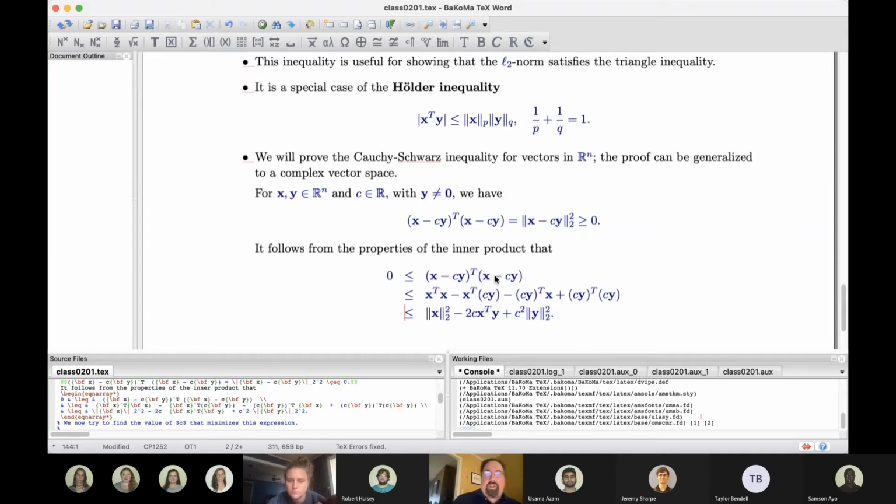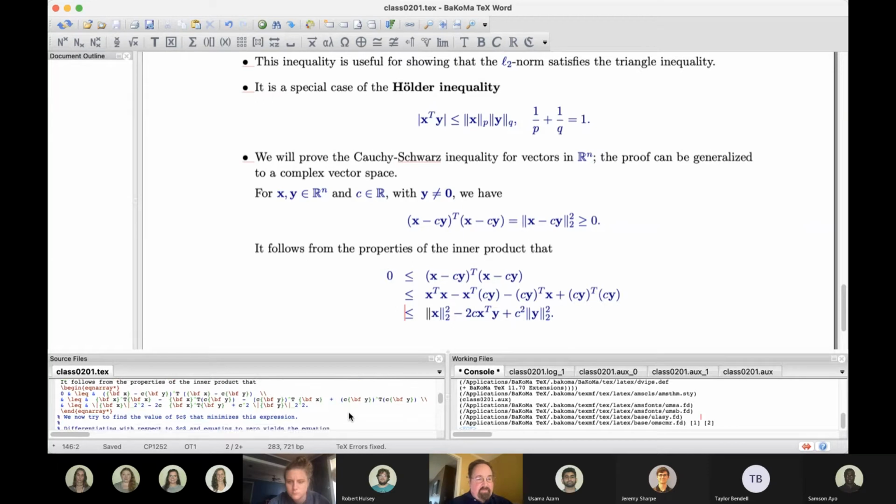And dot product for real vectors is commutative. So x transpose y equals y transpose x. So these terms I'm actually allowed to combine. And then here I have c squared y transpose y. So x transpose x is the 2-norm of x squared. Y transpose y is the 2-norm of y squared.